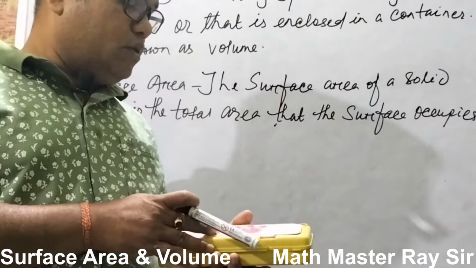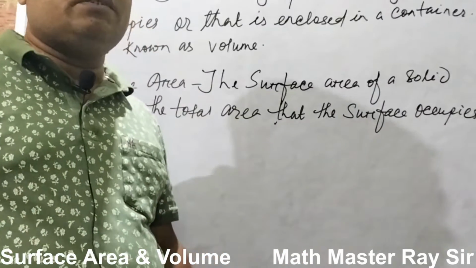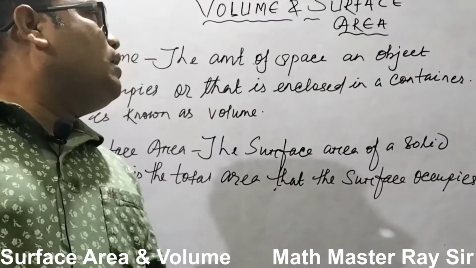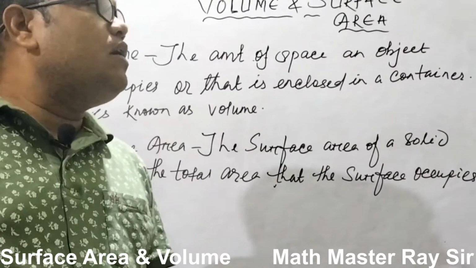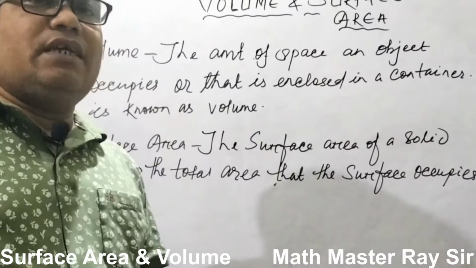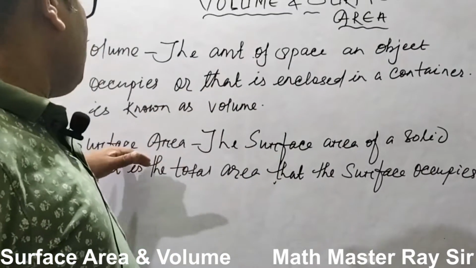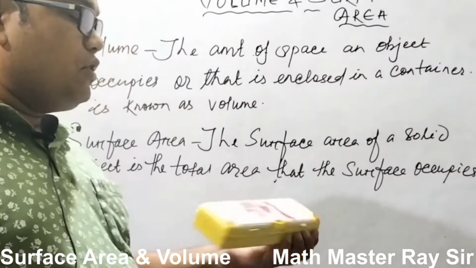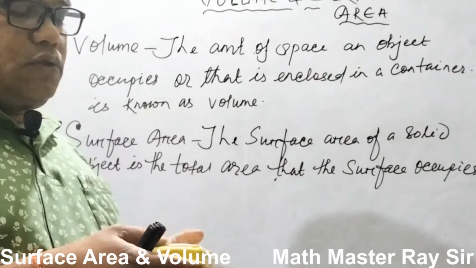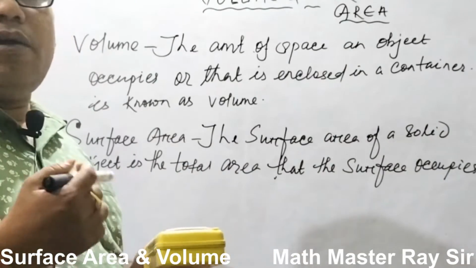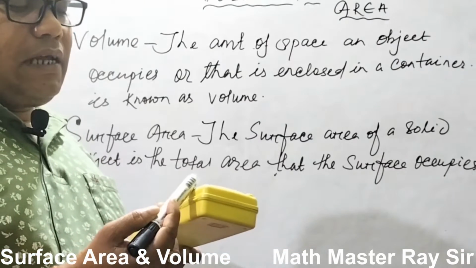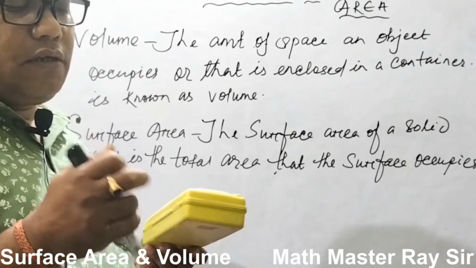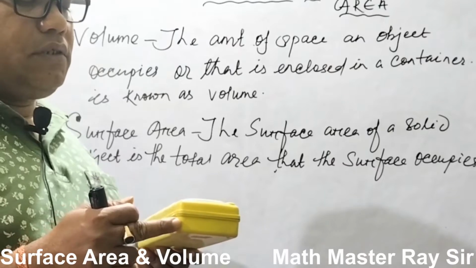So, in order to solve the problems given in the section of volume and surface area, we should know the formula of these things. So, come to the surface area. Surface area means, look at this object. This is a 3D object, a cuboidal object. Suppose this is your length, this is the breadth, and this is the height of the object.